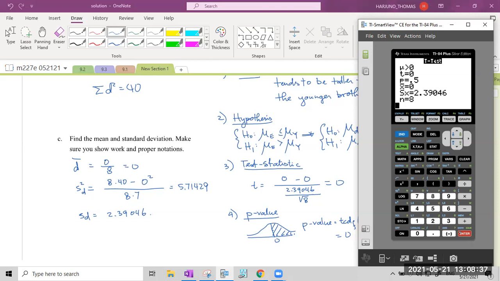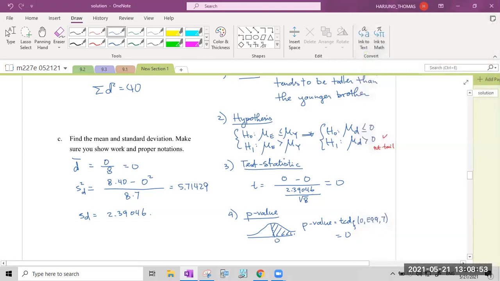Yeah, because the T score, Z score equals 0. It's right in the middle of that curve. So the P value will be 50%. Okay? Not 0, not 0. It's 50%.